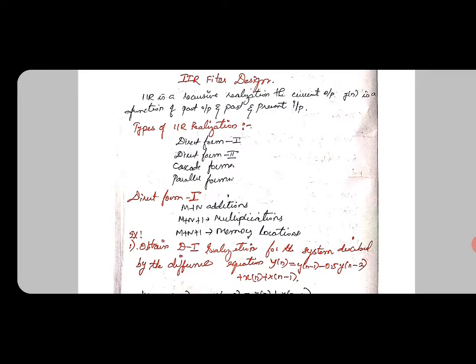IIR is a recursive realization. Recursive is nothing but the output y of n is a function of the past output and the past and present input. We should know that the output will depend on the past output and the past and present input. In the case of IIR filter design, this is one of the important concepts: the current output will depend on the past output and the past and present input values.